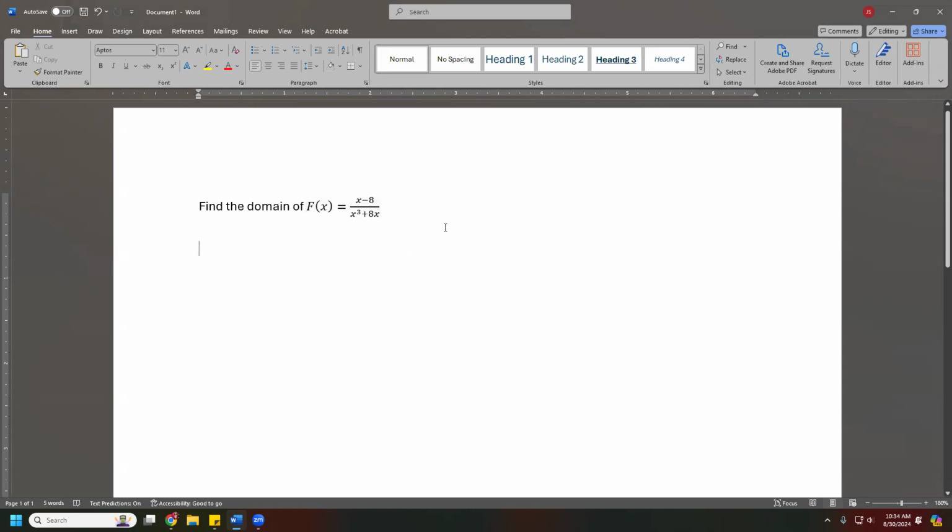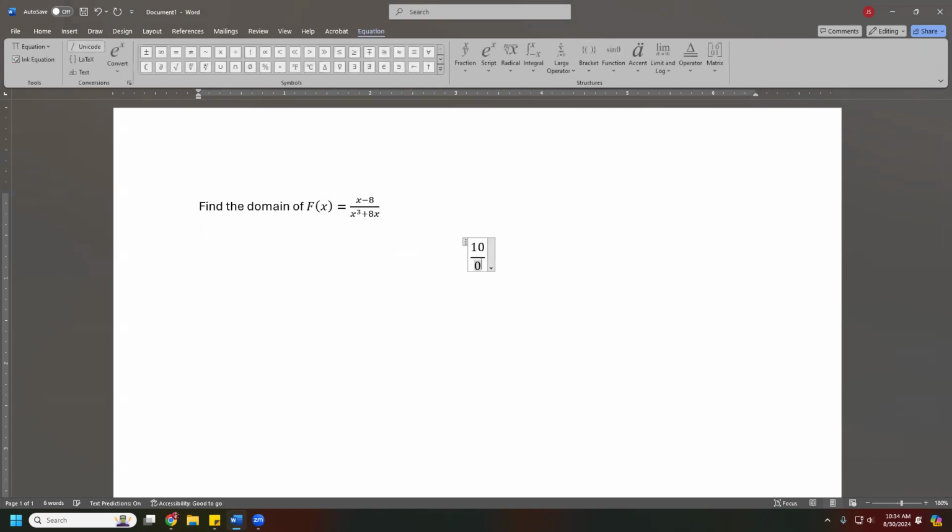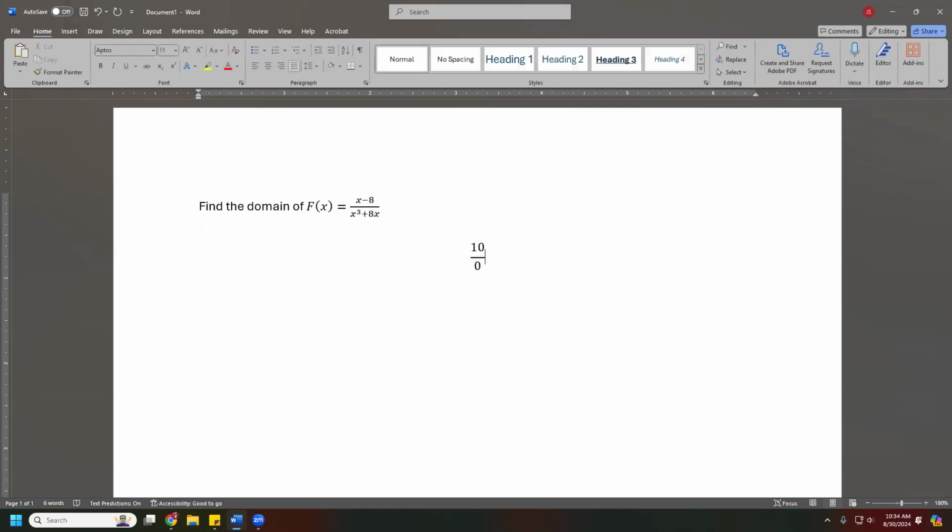not allowed to be 0. So if I have, for example, like 10 over 0, this is going to cause a problem. This is going to give me a divide by 0 error. This cannot be done. So what this is basically saying is if I plug in a number for x and it causes that denominator to be 0, that number, I am not allowed to plug it in. That number is not part of the domain.